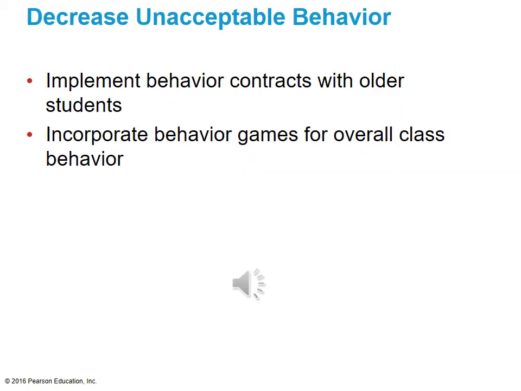To continue with decreasing unacceptable behavior, with the older students, you might have to actually implement a behavior contract. And what is a behavior contract that I want you to know? A written statement specifying certain student behaviors that must occur for students to earn certain rewards or privileges. The contract is drawn up after a private conference to decide on appropriate behaviors and rewards. It's agreed upon, signed by the student and the teacher.